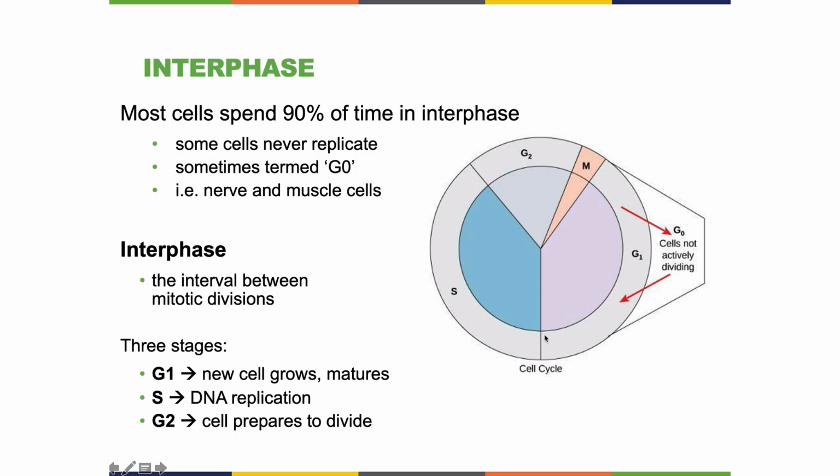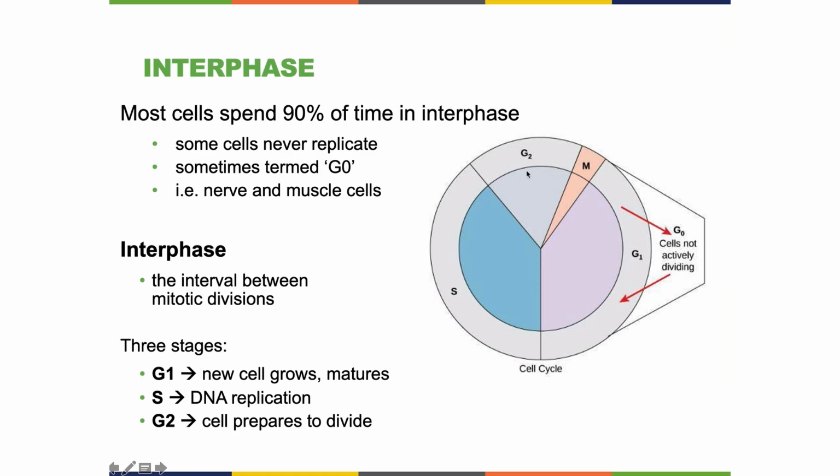In S, if a cell needs to replicate, there's going to be a message that says we need you to replicate. And in S, we're going to synthesize the new DNA. We're going to take all the chromosomes and we're going to make a complete copy of them. We're going to duplicate each one. Because if we're going to form 2 new daughter cells, each one has to have a complete copy of all the genetic material. And then if we did that well, then we go into G2.